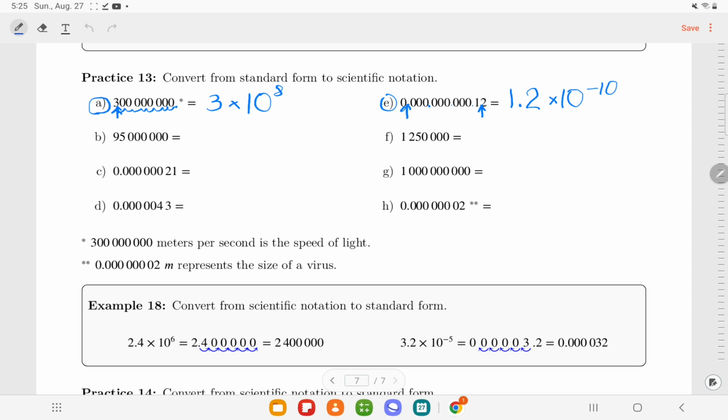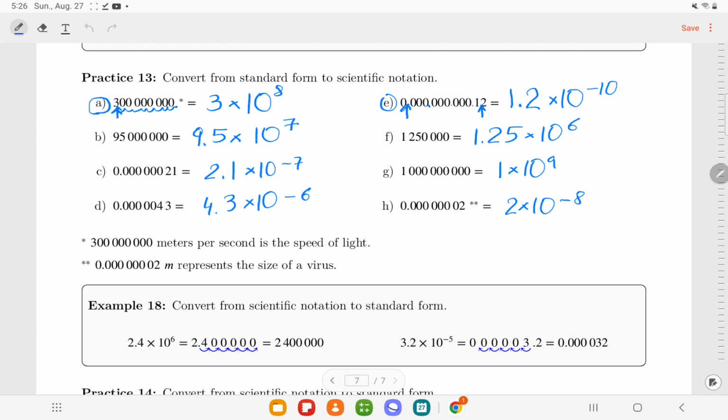And now pause the video and complete practice 13. And now check your answers. 2 times 10 to negative 6 meters represents the size of the virus. So it's a very, very small size.